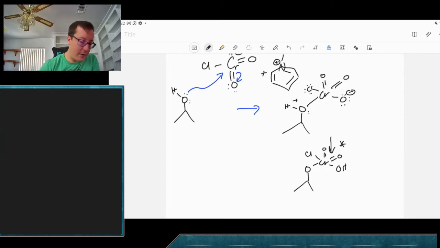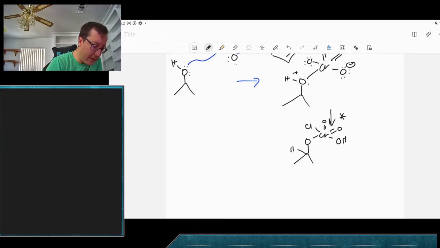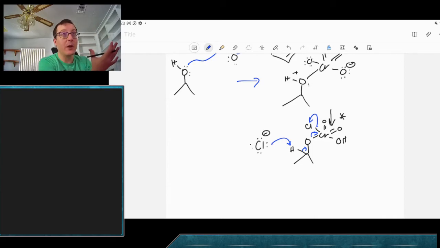And then we can have really any sort of base at all. It can be another molecule of the pyridine. It can be maybe even a chloride here, because this is a fantastic leaving group. We can have a chloride come around, or a water or something else, and grab our proton, kicking out our chromium, which is going to then kick out the chlorine. So we end up regenerating our chloride here. And so that's the HCl part, right?